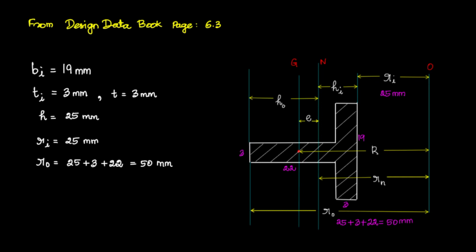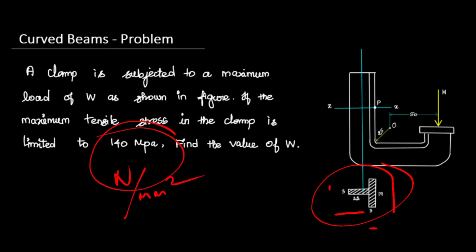So Ri, which is nothing but the distance between the center of curvature to the inner fiber, is 25 mm, which is given in the diagram itself. In the diagram, center to inner fiber, the distance is 25 they have given. So we can simply say the distance Ri is 25, and they have given the width of the cross section. Width of the cross section is 25. So we can see that center to outer fiber is 25 plus 25, 50.